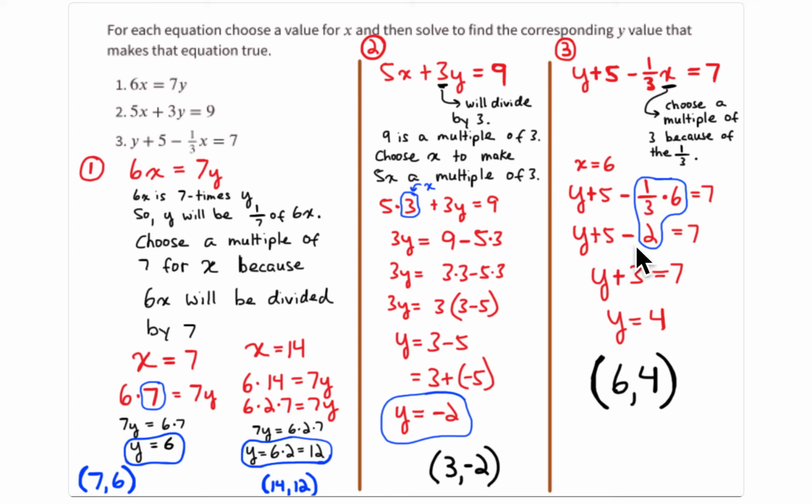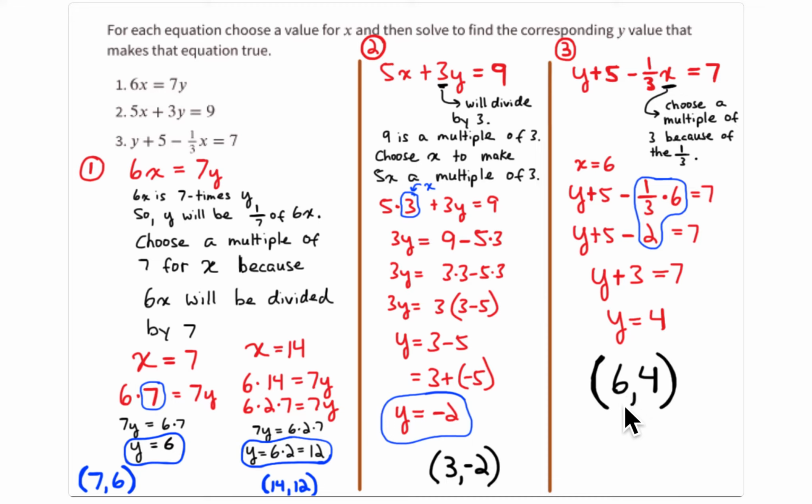5 plus a negative 2, or 5 minus 2, is equal to 3. So now we have y plus 3 equals 7. To get y by itself, I have to subtract this 3. So y is going to equal 7 minus 3, which is 4. So we started out with x equals 6, and we have y equals 4.